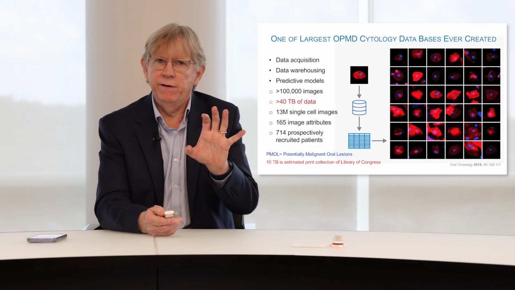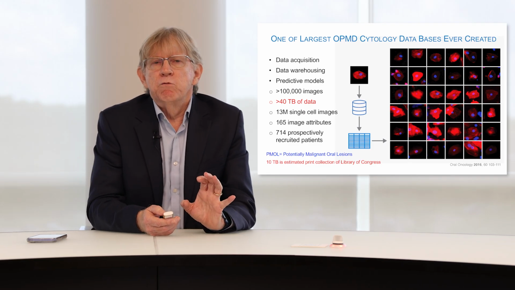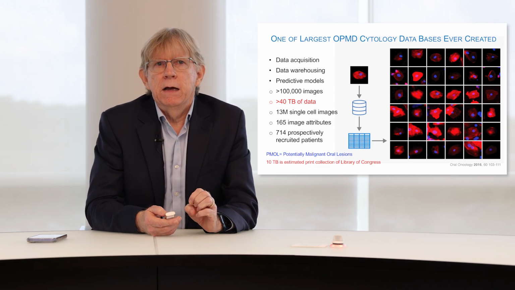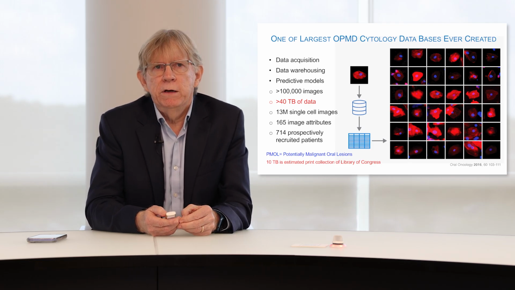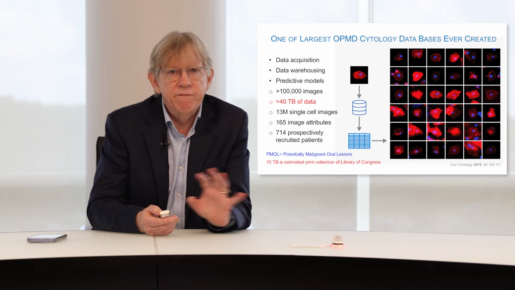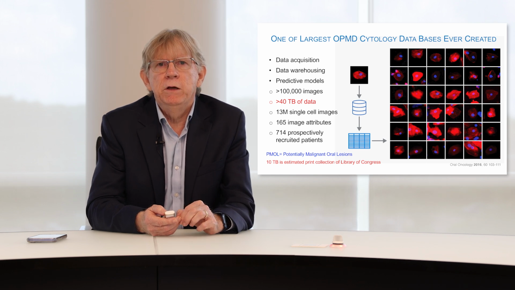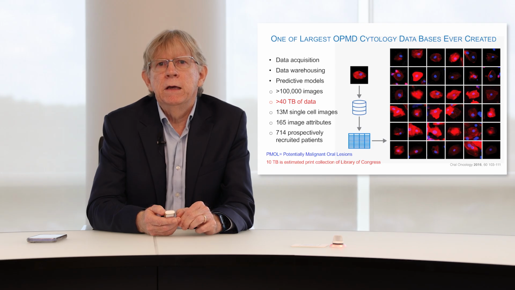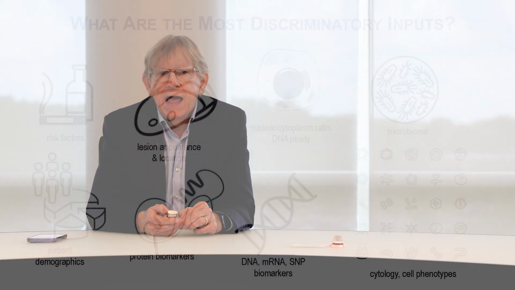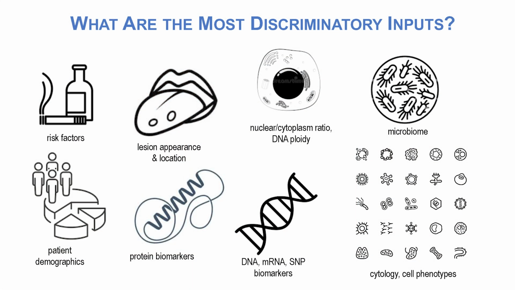So we went into the study reading the literature and understanding what was thought to be the most discriminatory variables, but left that aside, and we used the statistical methods and machine learning and logistic regression and lasso-based approaches to tell us exactly what variables are most discriminatory. So this involved us looking at risk factors, lesion appearance, lesion location.